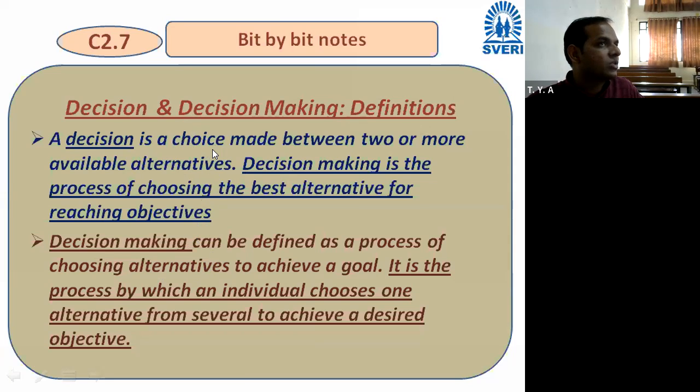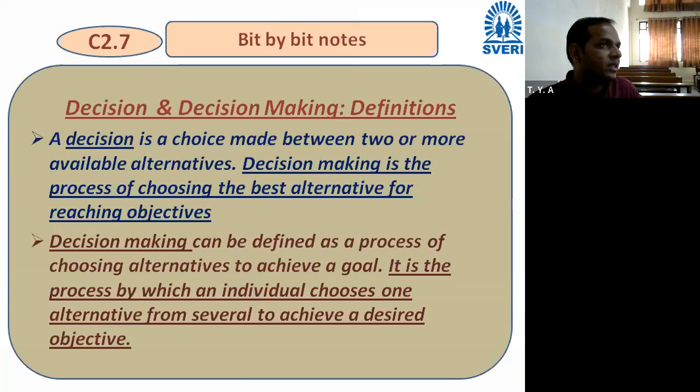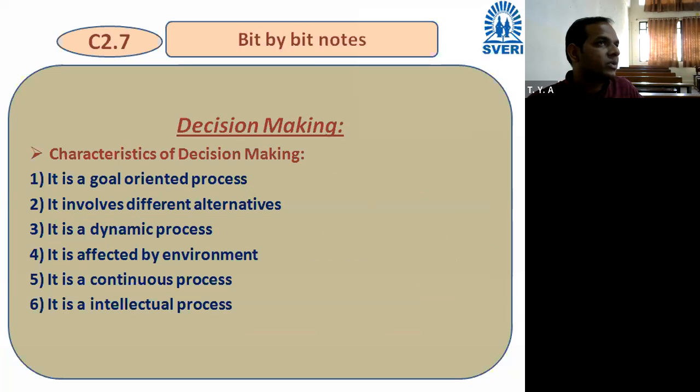So in short, decision is an activity where you make a choice out of many options and choose one. And decision making is the process where you have various alternatives, and you do this because you have to achieve goals. Obviously, we are discussing industry. In the previous bit related to steps in planning, the first step itself is establishing objectives or goals, and you have to achieve them. For that process, decision making is very essential. Now, decision making has various characteristics. The first characteristic is that it is a goal oriented process.